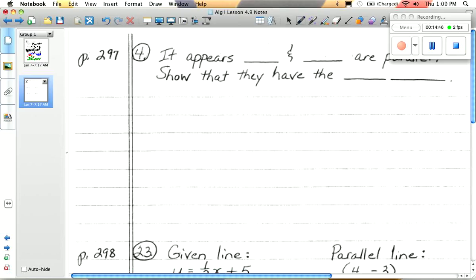What makes a trapezoid? 4 sides. 4 sides, two parallel. Exactly. One set of opposite sides are parallel. I think they gave you that hint, right?